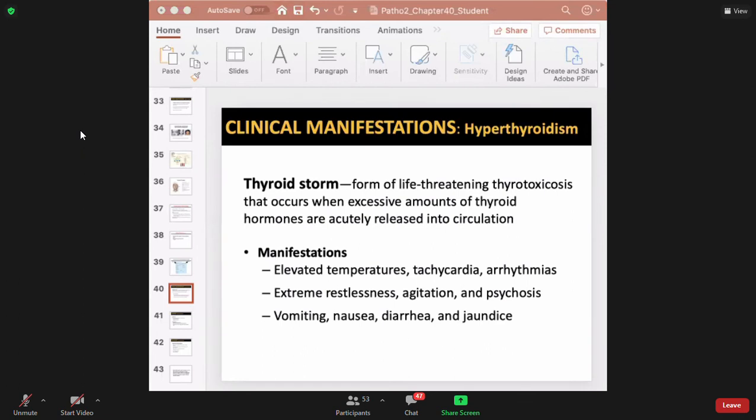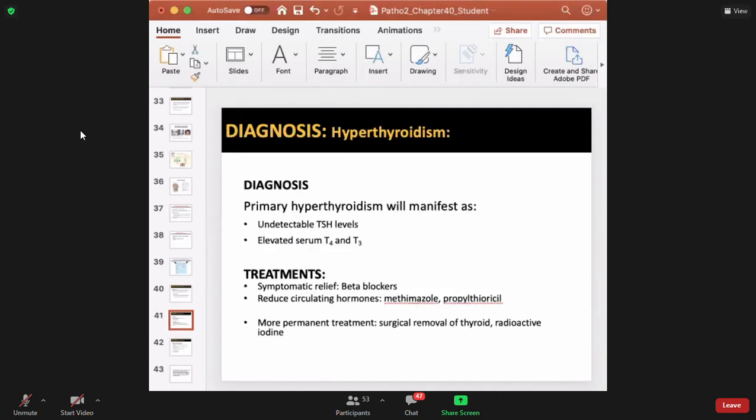Their hepatic system goes crazy, their renal system goes crazy. There's a surge of catecholamines, which causes cardiac arrhythmias, and their body temperature gets so high that their enzymes denature. They're nauseous, they vomit, their liver gets inflamed and causes jaundice to occur. They're restless and agitated. Some patients even develop psychosis, right? Because everything is just in overdrive.